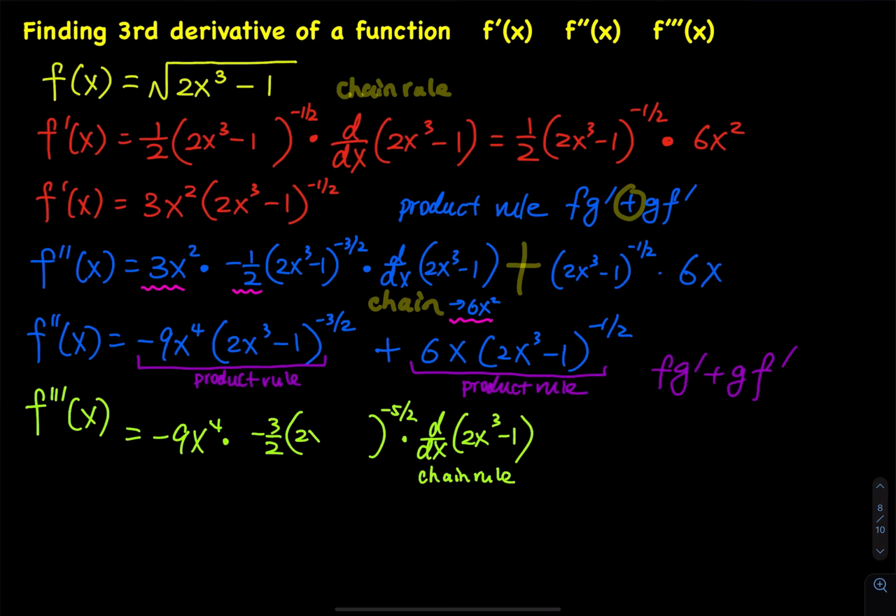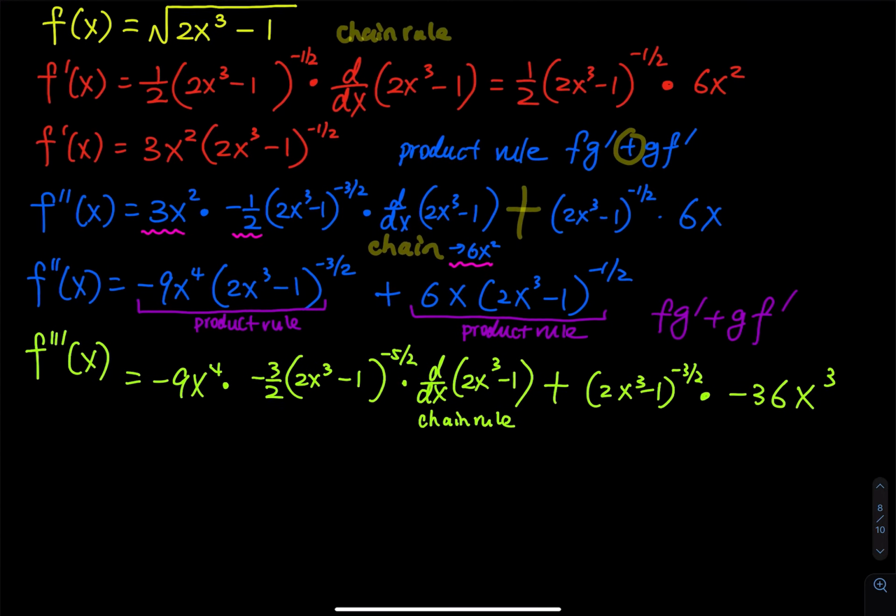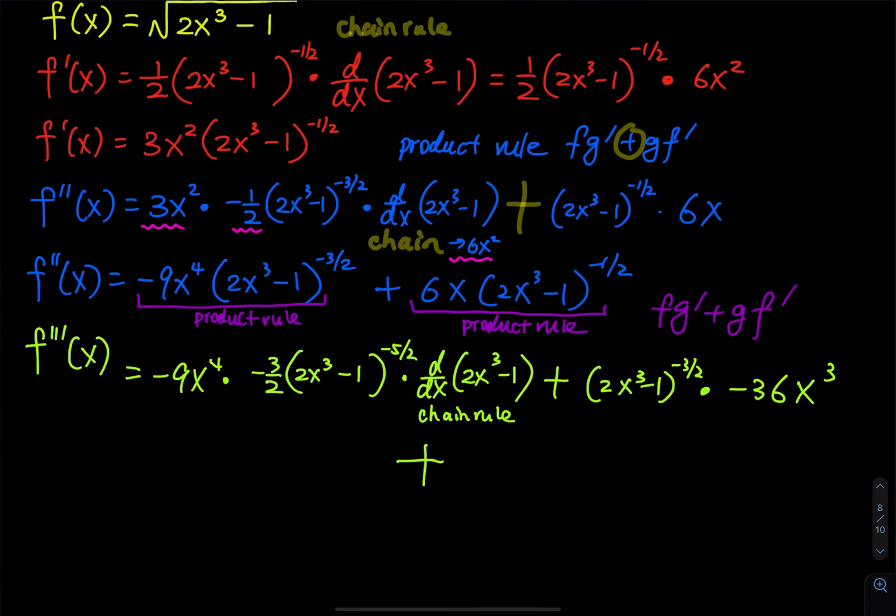And then don't forget to fill in the blank. So this is fg prime, and then plus gf prime. Plus gf prime, so g, we copy this, 2x to the third minus 1, negative 3 over 2, so gf prime. We bring the 4 down, so that is multiply negative 36 x to the third power. And then this is for the first piece. And then we do a plus, so this plus goes right over there.